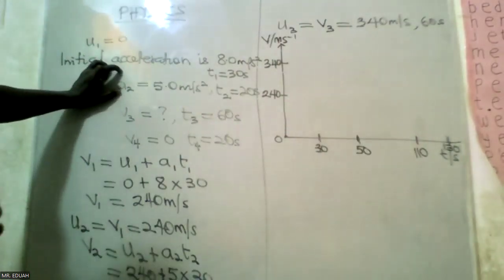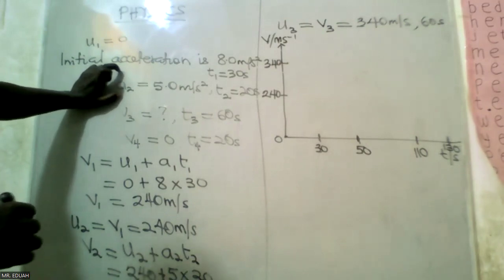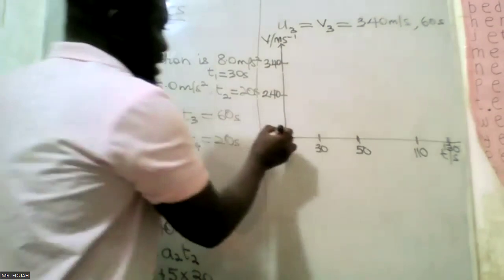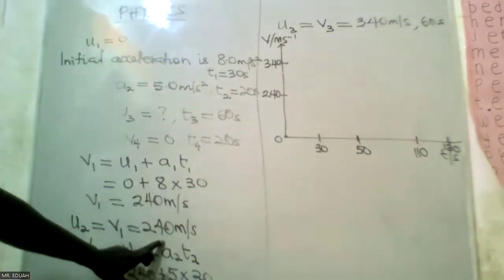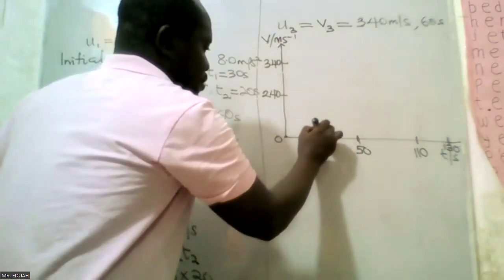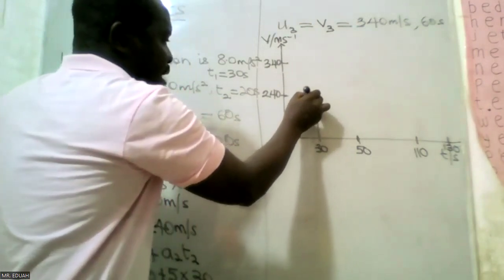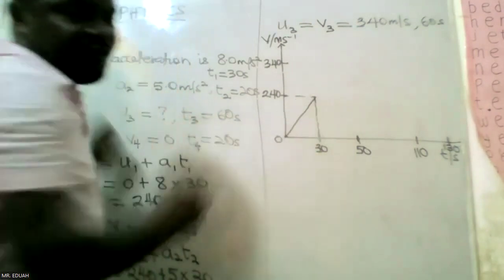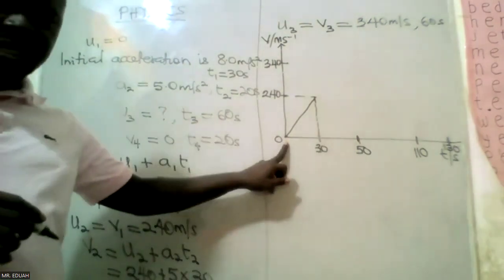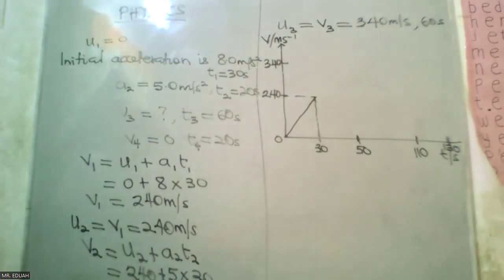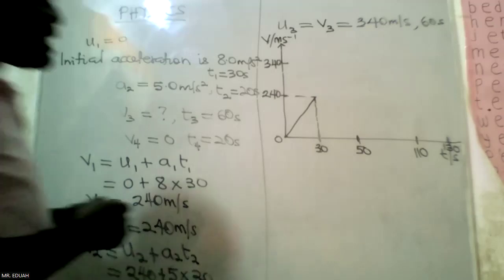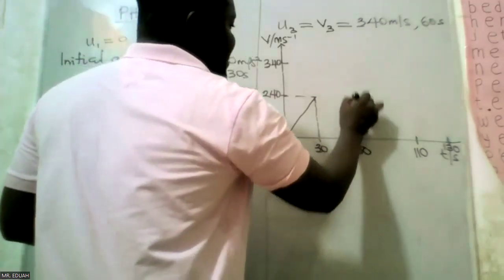So let's plot the first part. The body was uniformly accelerated within 30 seconds, attaining a final velocity of 240. So we have this time matching a velocity, and the motion starts from rest. So it must start from a point where initial velocity is 0. Then the acceleration was reduced to 5 meters per second squared, within a time interval of 20. And when that was done, the final velocity attained is 340.